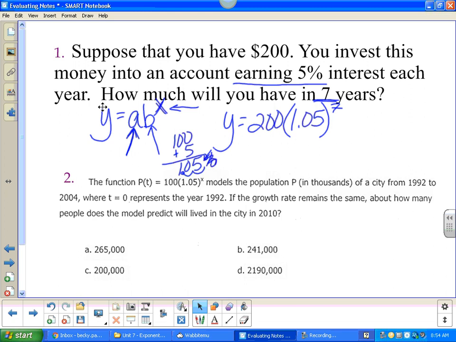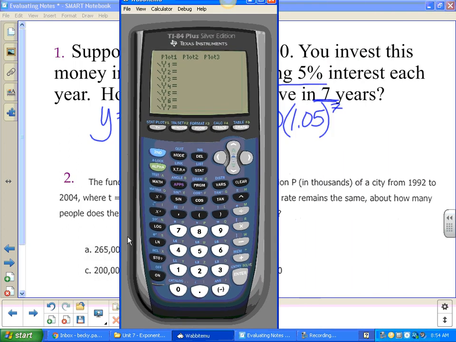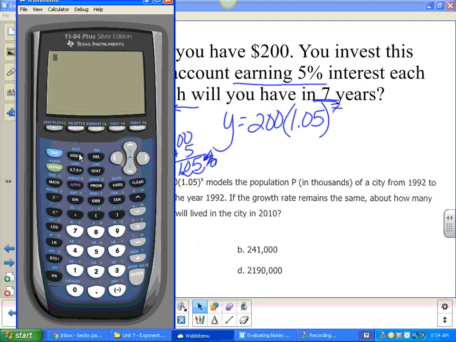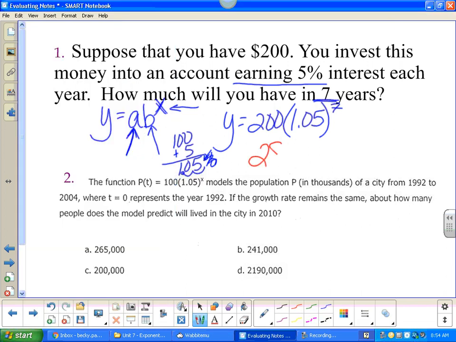When you know everything on the right-hand side of the equation, I just take my calculator and I type in 200 times 1.05 to the 7th. And so this is money, so we're going to go 2 decimal places. So I've made $281.42.